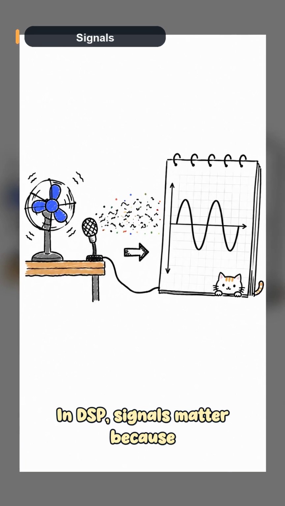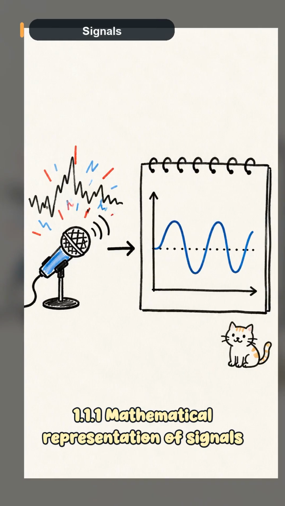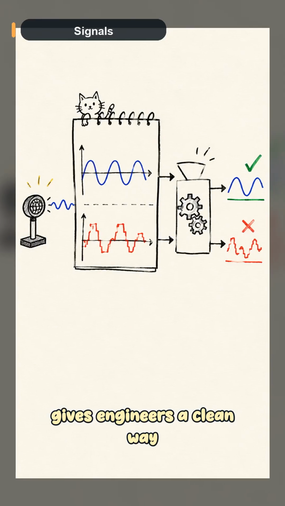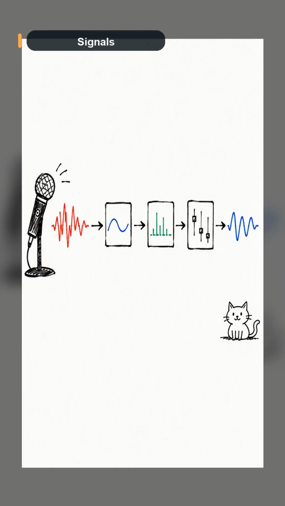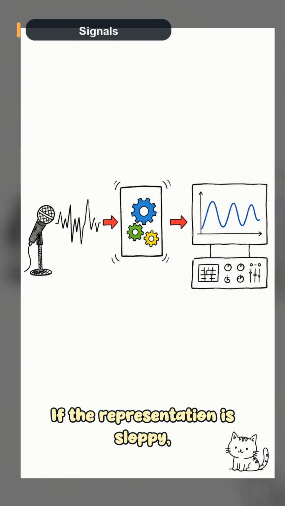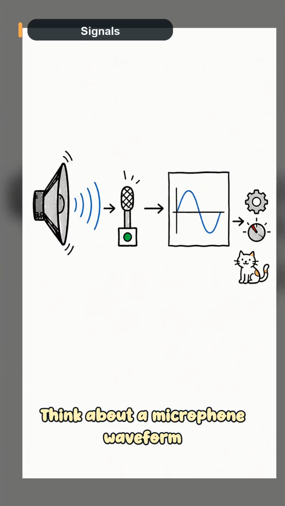In DSP, signals matter because measurements are useless until they are represented clearly. Mathematical representation of signals gives engineers a clean way to describe what is happening. That matters when audio, sensors, or communication signals have to be processed reliably. If the representation is sloppy, the later math solves the wrong problem.